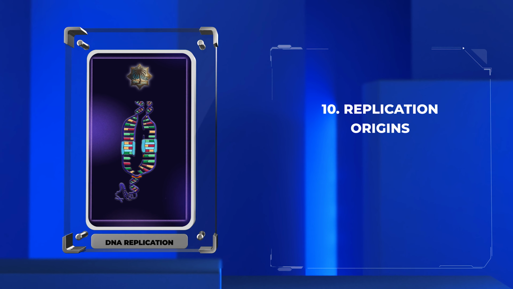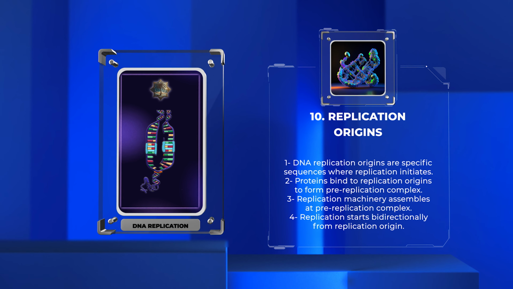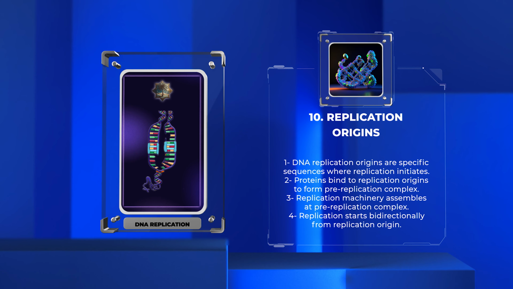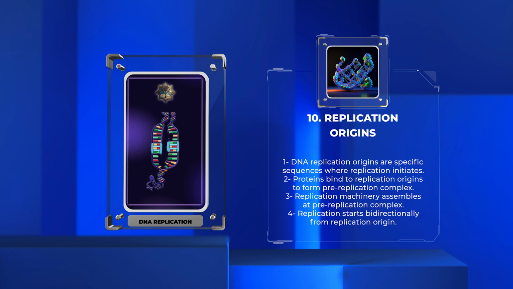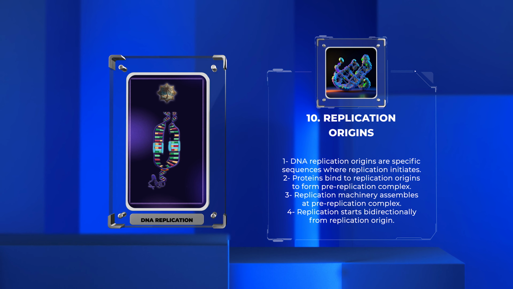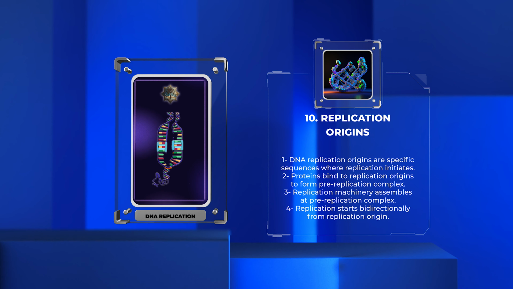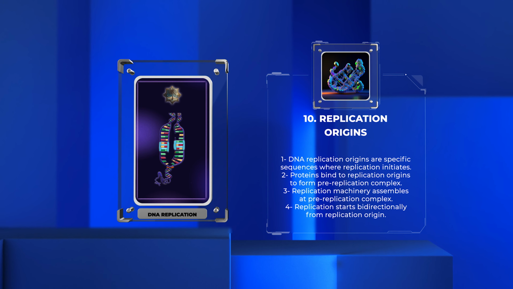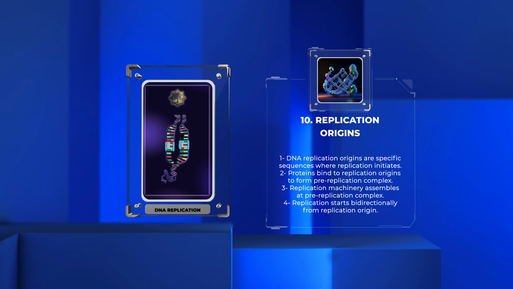DNA replication origins are specific DNA sequences where the replication process initiates. A particular set of proteins recognizes and binds to these regions, forming a pre-replication complex. The pre-replication complex further recruits additional proteins, leading to the assembly of the replication machinery necessary for the initiation of DNA replication. Once assembled, the replication machinery unwinds the DNA helix and starts synthesizing new DNA strands bidirectionally from the replication origin.